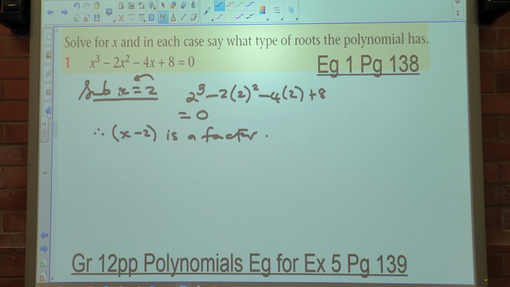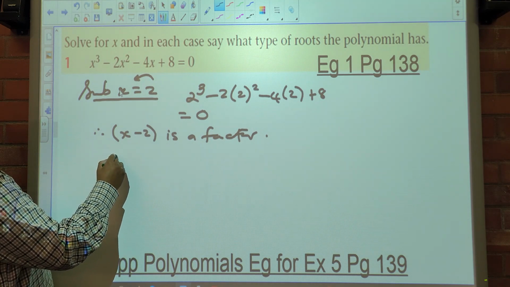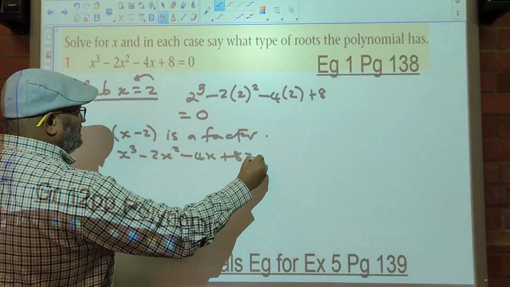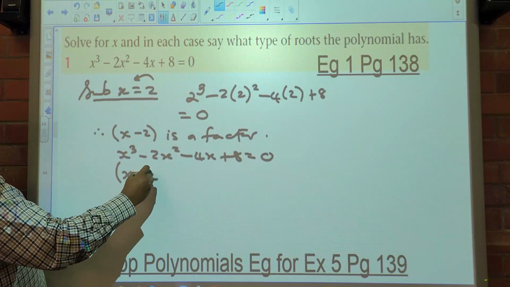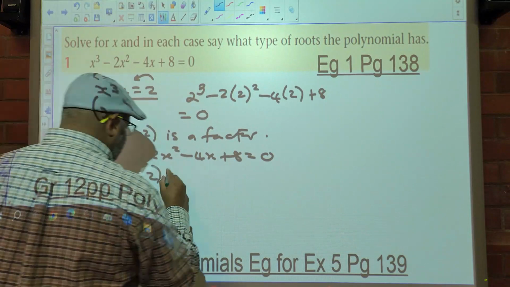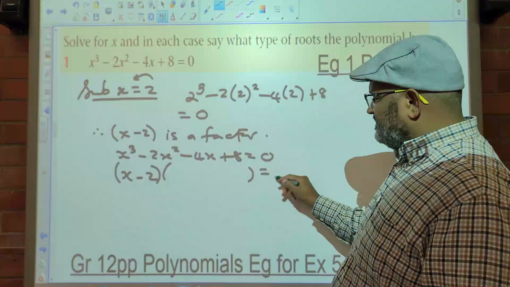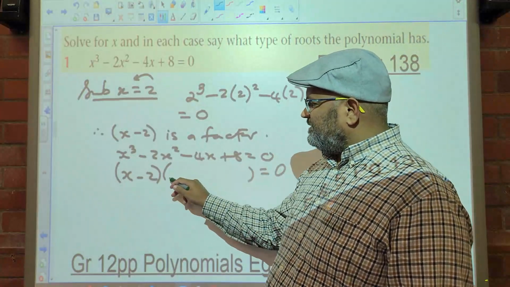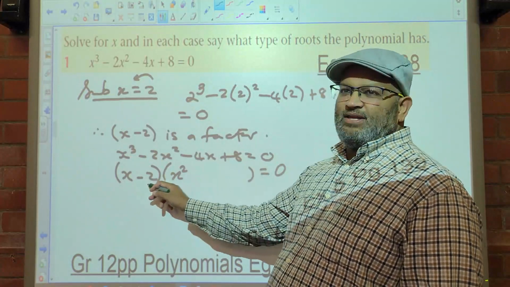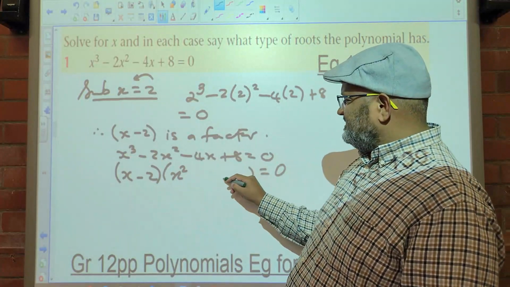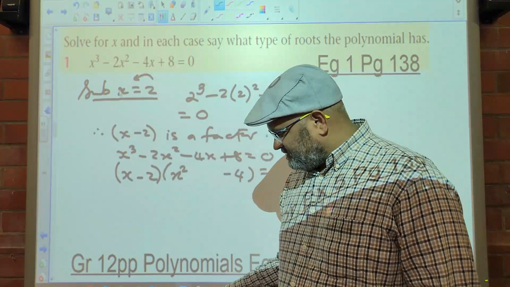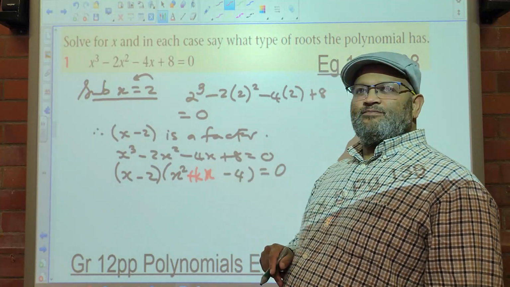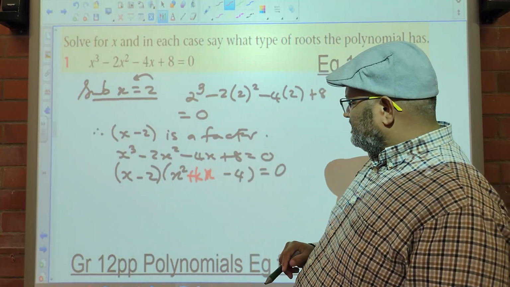Okay. So what do I write now? I now say that x cubed minus 2x squared minus 4x plus 8 equals 0 is now x minus 2, that's my first linear factor. Alright, so what goes into the quadratic factor? x multiplied by what is x cubed? x squared. 8 divided by negative 2 is negative 4. So what do I add here, people? kx. Not so? What do I say?